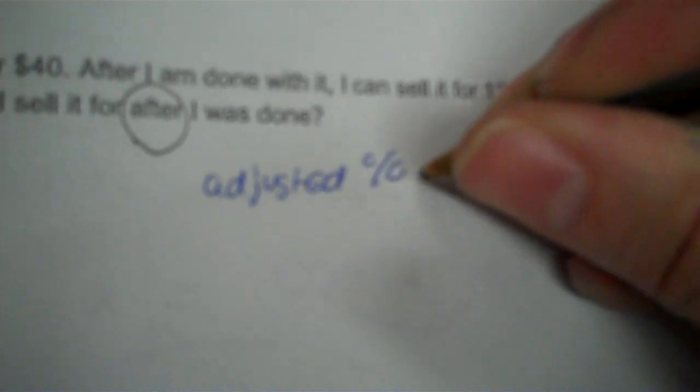Okay, I buy a textbook for $40. After I'm done with it, I can sell it for 12% more than what I bought it for. How much did I sell it for after I was done? So again, the percent does not have "of" after it, so we don't go to the table. Okay, that's not that kind of a percent problem. Okay, you take your adjusted percent. But I write adjusted so that you know you don't just use the 12%. You have to do some adjusting to that.